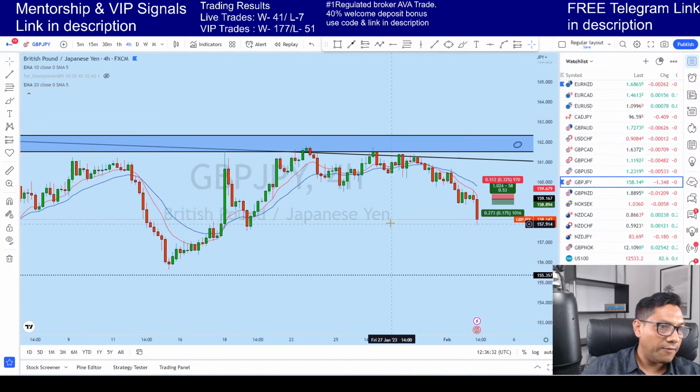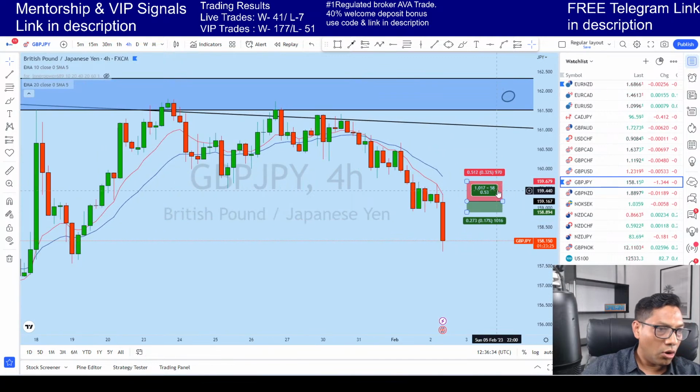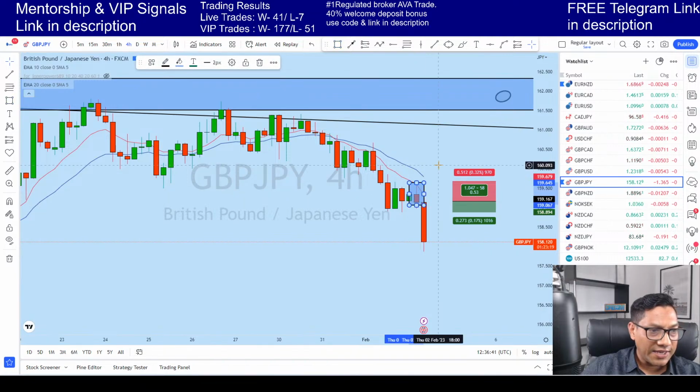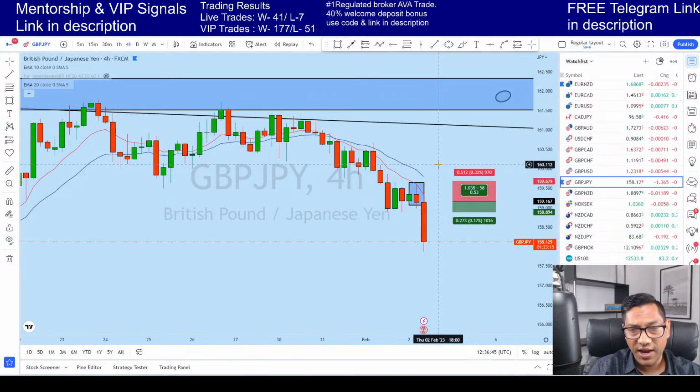Now where did I enter the trade on GBP/JPY is, this is the entry candle. Now this candle is exactly satisfying the rules of our sniper entry trading strategy available in our Forex Trading Wizard Academy.